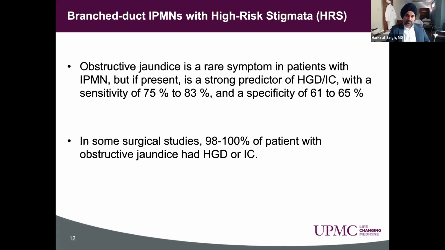So now the branch duct IPMNs which have high-risk stigmata, these are the cysts which we get worried about and are higher risk.